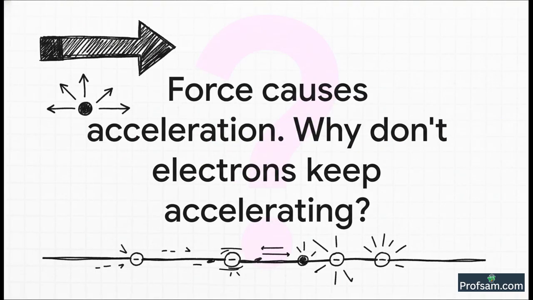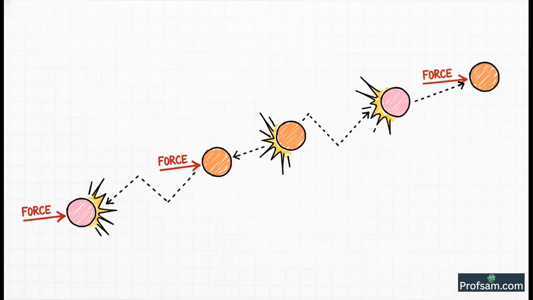All right, doubt number 2. From Newton's laws, we know that if you apply a constant force, you should get constant acceleration. The object should get faster and faster. So why don't the electrons just keep accelerating? Why do they settle for this slow, steady drift velocity? The answer is simple. Collisions.